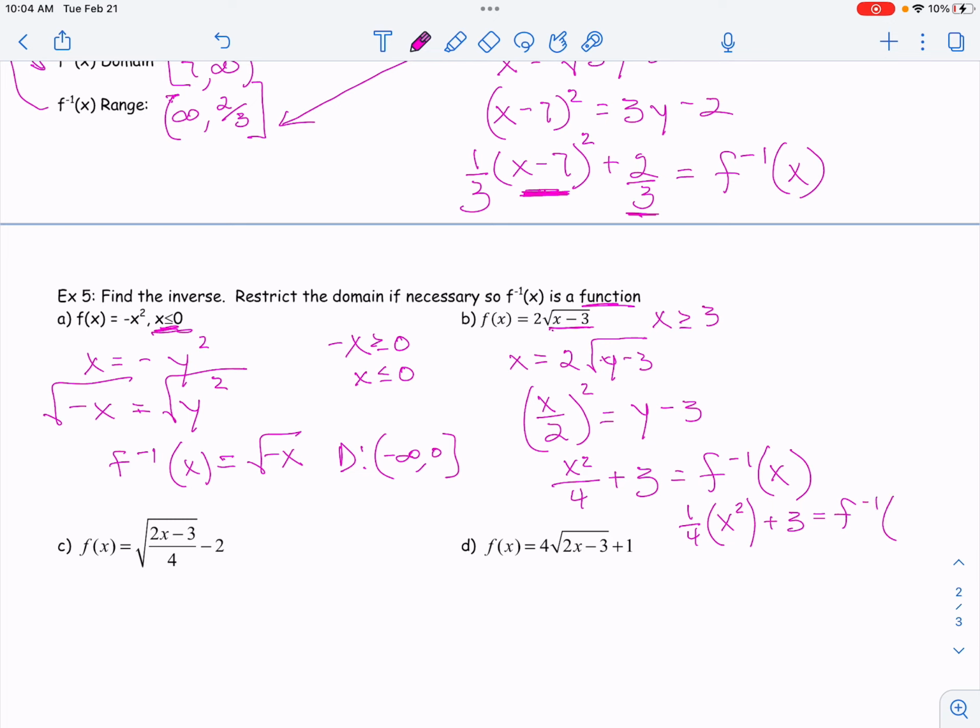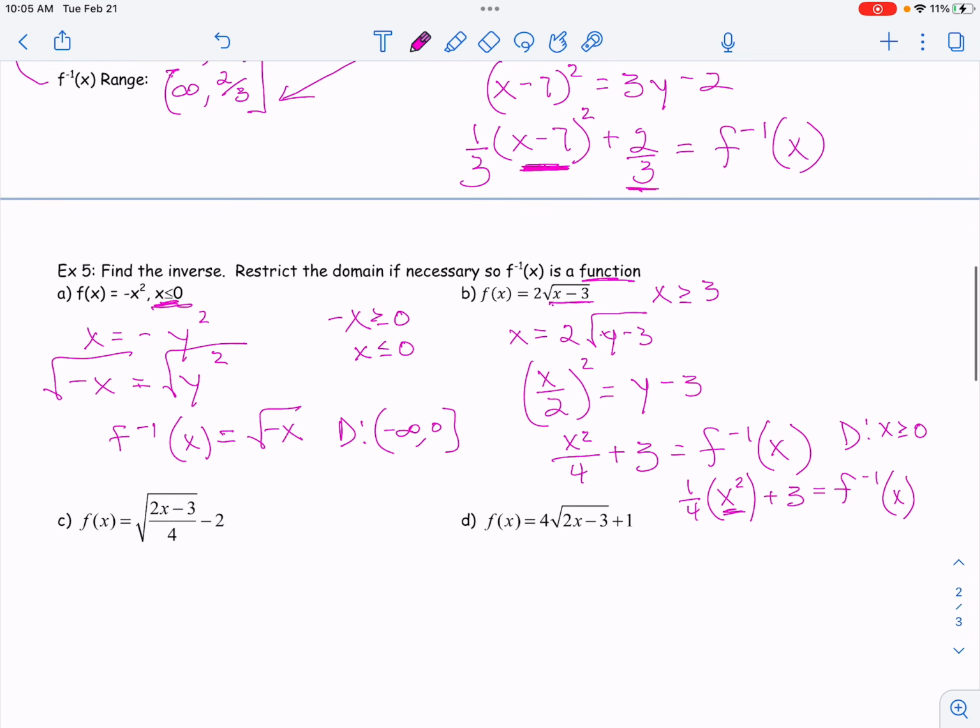And on this one, my inverse, the domain, the x has to be greater than or equal to 0 because of the inverse function of it, which would be the original. Because if you look at this, the range for this starts at 0. The range is from 0 to positive infinity. Well, that's the reason why the domain is also greater than or equal to 0.